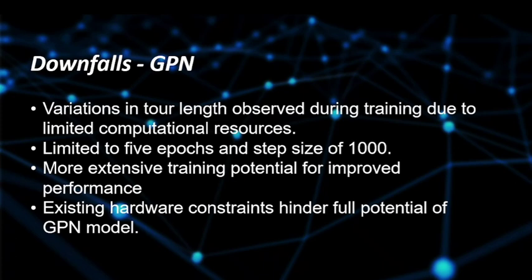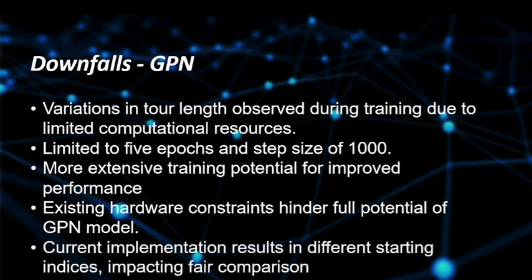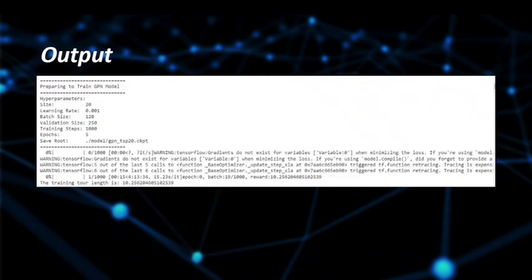Also, the current implementation results in different starting indices of the city compared to that of the optimal solution, which impacts a fair comparison and evaluation of the GPN model. Here, the output screenshot has been inserted.